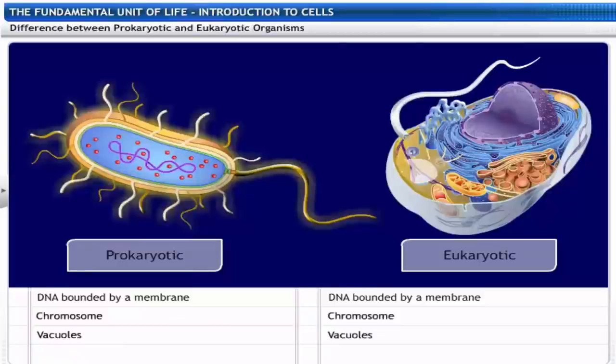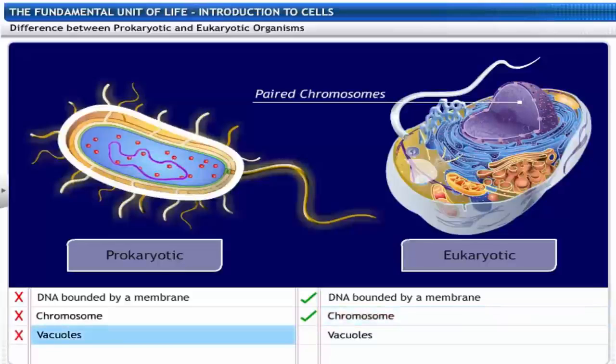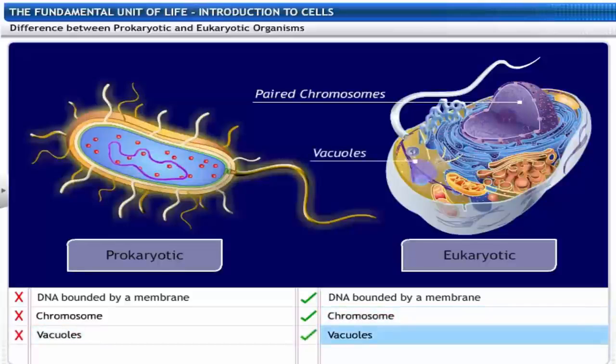Let's see the difference between prokaryotic and eukaryotic organisms. Prokaryotic DNA is not bounded by a membrane, and the region is called the nucleoid. Eukaryotic DNA is bounded by a nuclear membrane. Prokaryotes have a single circular DNA, while eukaryotes have DNA in paired chromosomes. Prokaryotes do not have vacuoles, while eukaryotes do have vacuoles.